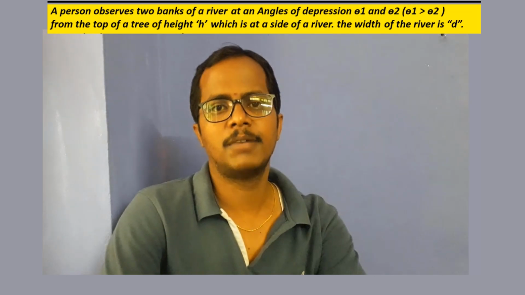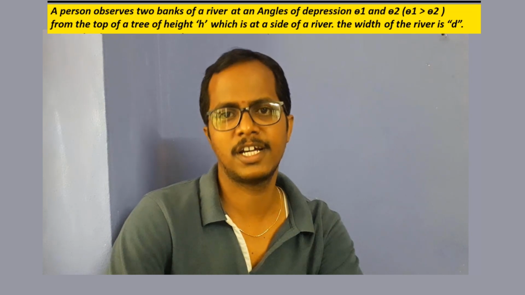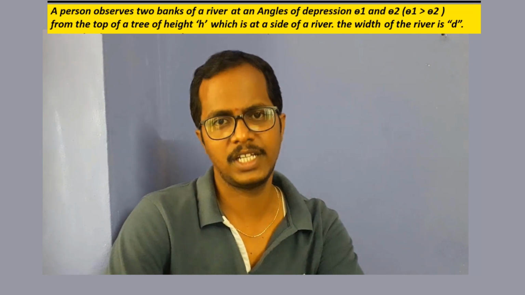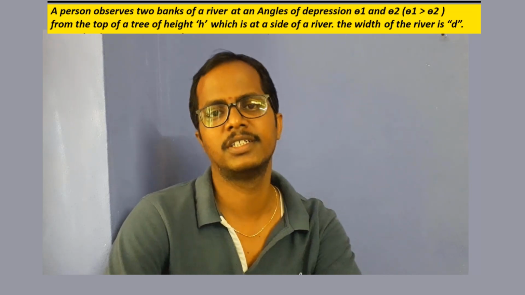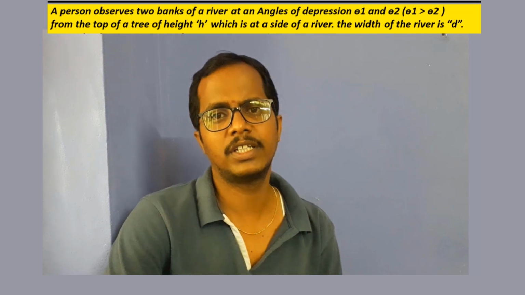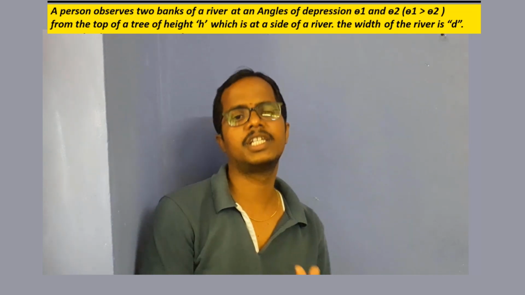A person observes two banks of a river at angles of depression theta 1 and theta 2, where theta 1 is greater than theta 2, from the top of a tree of height h meters, which is at the side of the river. The width of the river is d meters. Draw the diagram for this given data.